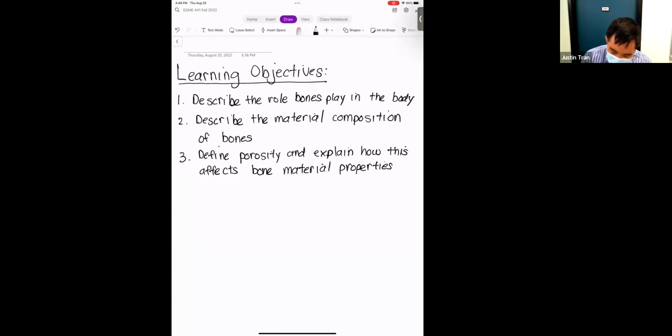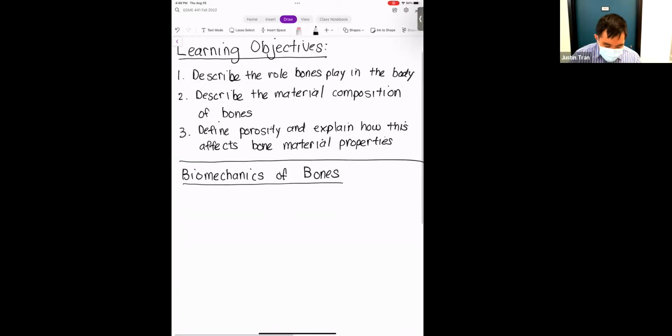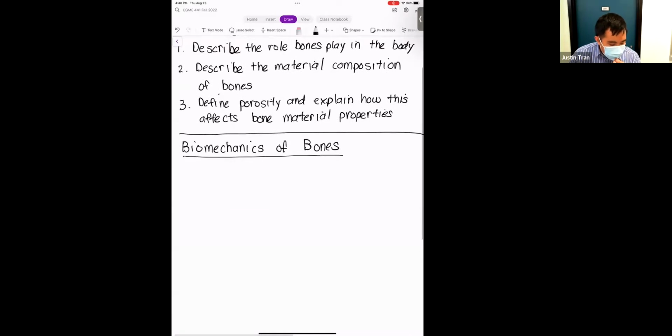Let's talk about the biomechanics of bones. We just talked about this in the lecture slides, but let's remind ourselves what the purposes of bones are.